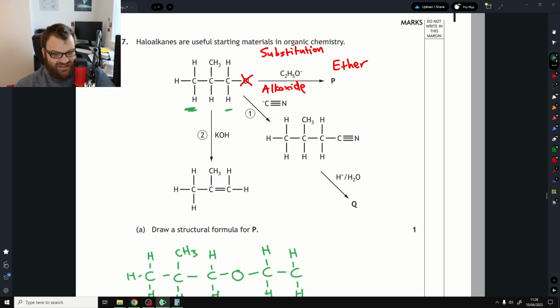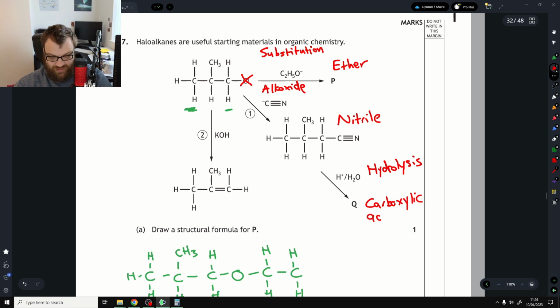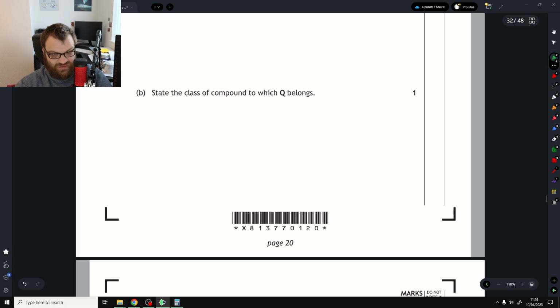For part B, we're asked about chemical Q and what type of chemical we are making. We need to recognize C triple bond N as a nitrile. Nitriles, this is being hydrolyzed. What type of chemical are we making? And that is just a carboxylic acid.